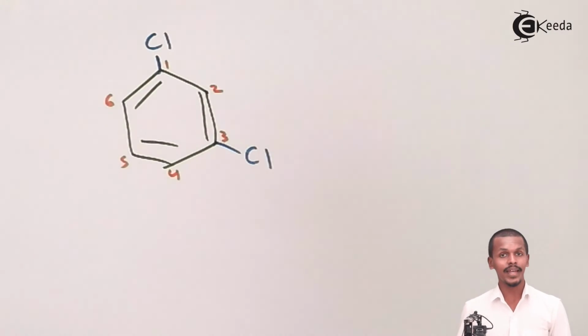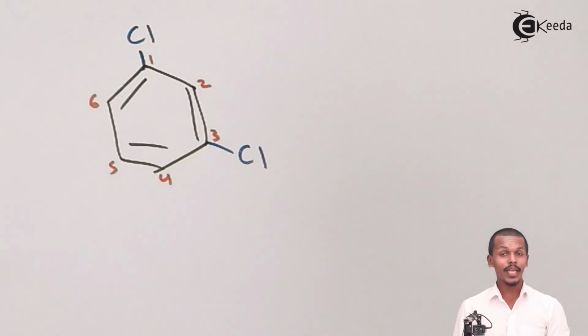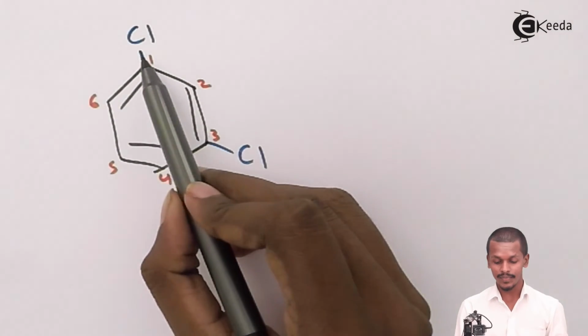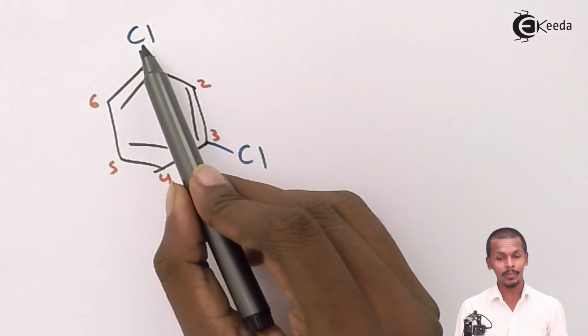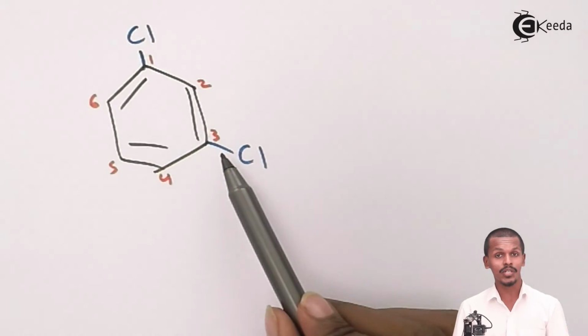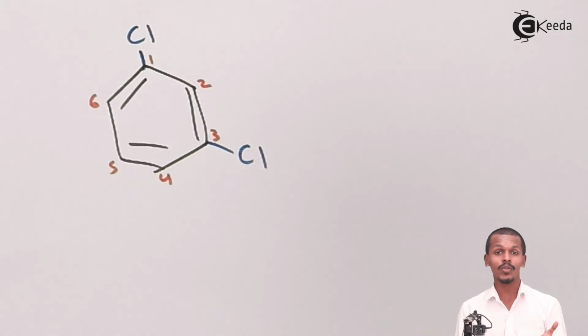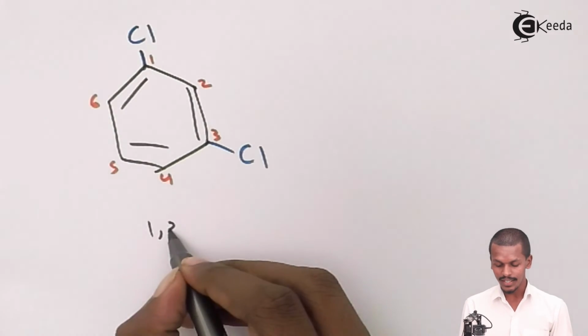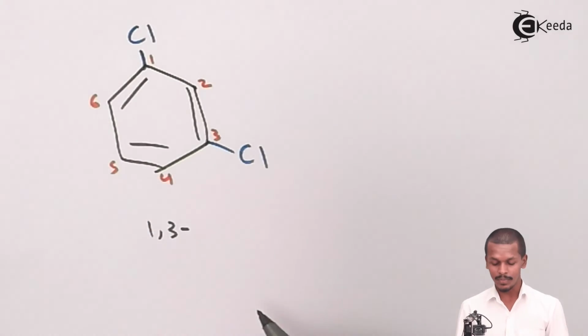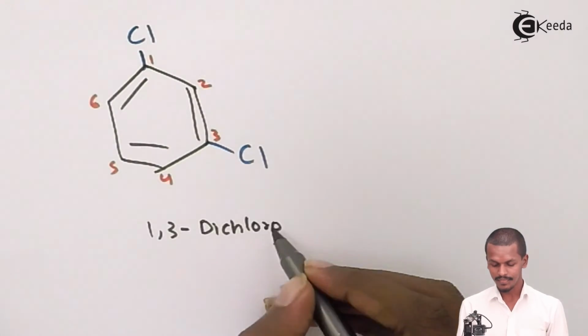And one thing we have to maintain is that if the numbering starts from one direction, it cannot be reversed back. That is the reason we always number from the direction where we get the lowest numbers for the substituent atoms. So the name of this one would be given as: at carbon number 1 a chlorine atom is present, and again at position number 3 a chlorine atom is present. So the name of this one could be written as 1,3-di, because two of the same thing are attached over here. So the name of this will be 1,3-dichlorobenzene.